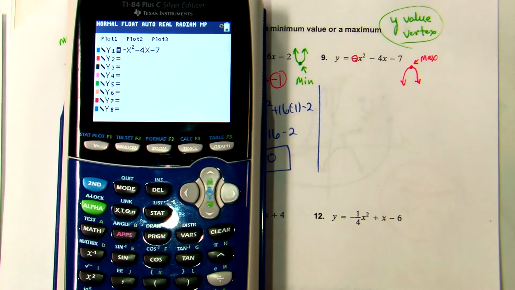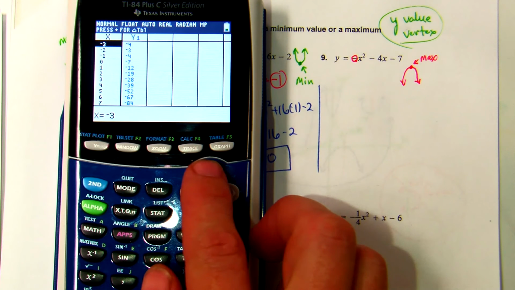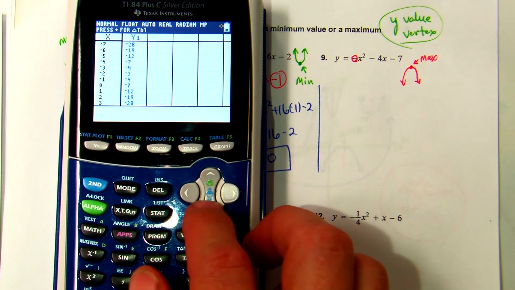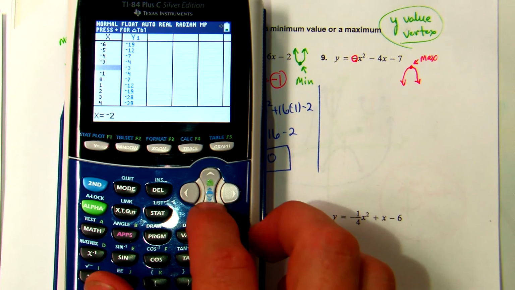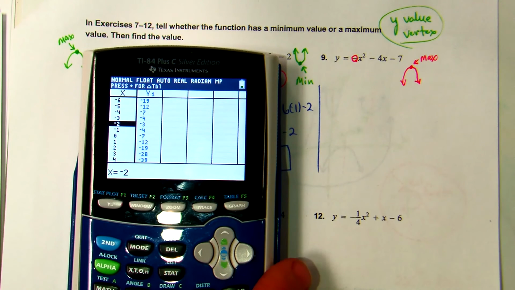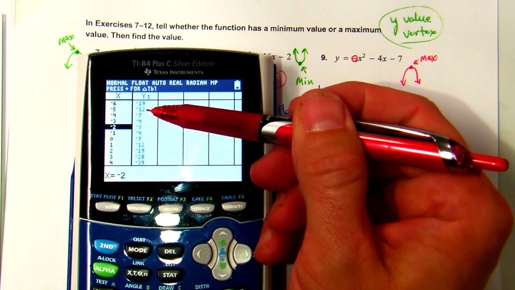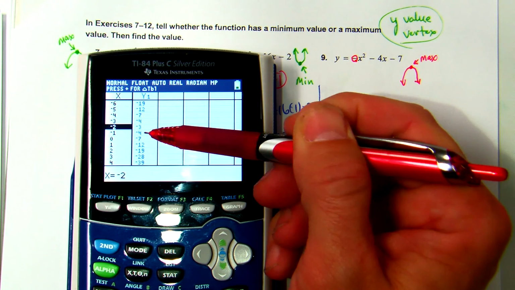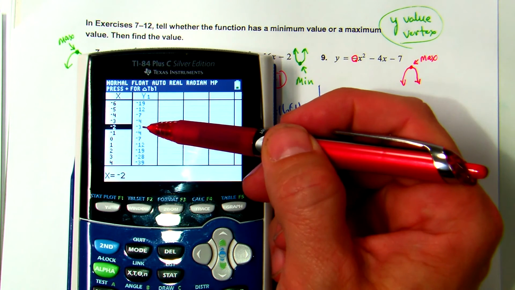I'm going to go to second table, and I'm going to look and see if I can find where I have the biggest number. Well, these are all pretty small numbers. They're all negatives. But look right here. Right here, I have the biggest of my negative numbers, which is a negative 3. This is getting smaller, and this is getting larger until it gets to negative 3. Then it goes back to getting smaller again. So I'm getting smaller as I go away from negative 3 in both directions. Negative 3 is the largest number I have.